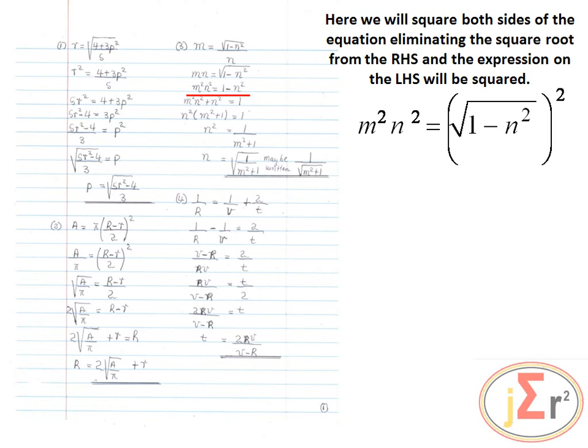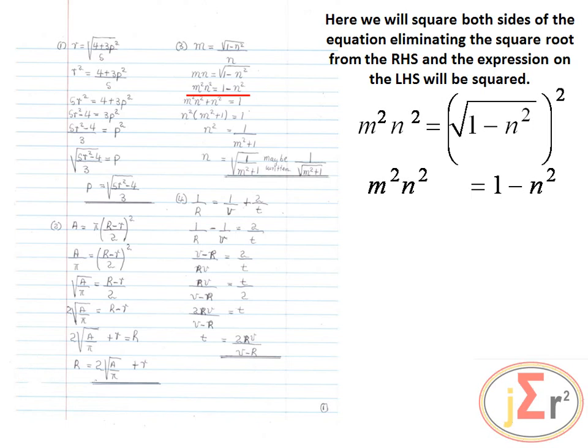So we square the left hand side as a result of attempting to eliminate that square root from that right hand side. And also I am saying that n squared is equal to mn all squared. So there we have eliminated from that right hand side the square root.